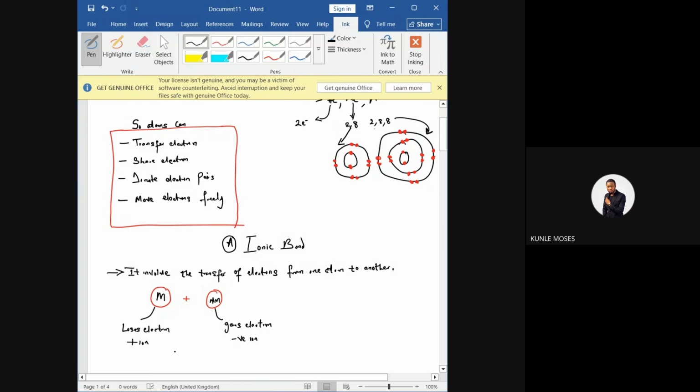So this is the negative ion, right? So there's always an opposite charge attraction. The opposite charges attract, positive ion and negative ion, in ionic bonds between metals and non-metals.